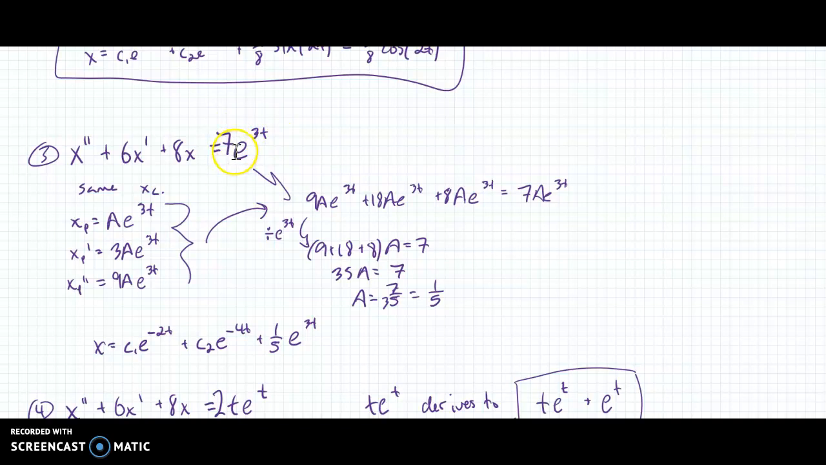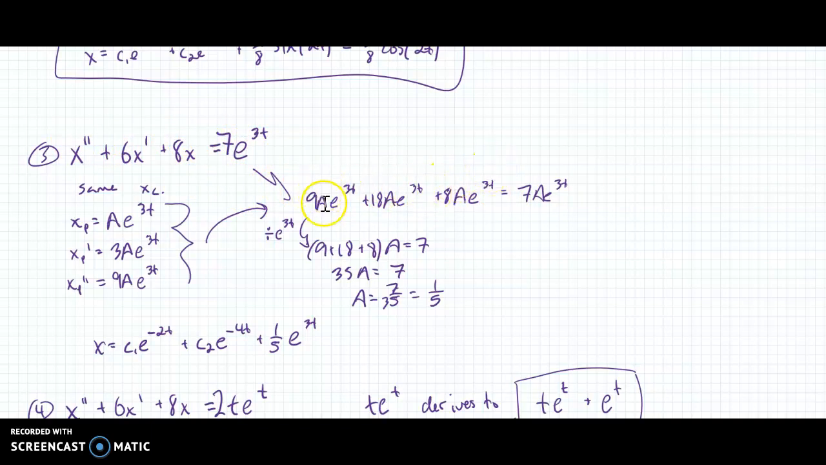So I do a e to the 3t, 3a e to the 3t, 9a e to the 3t. Just some chain rule there. Then I plug them in appropriately to this equation right here. And this is where I get all these e to the 3t's.